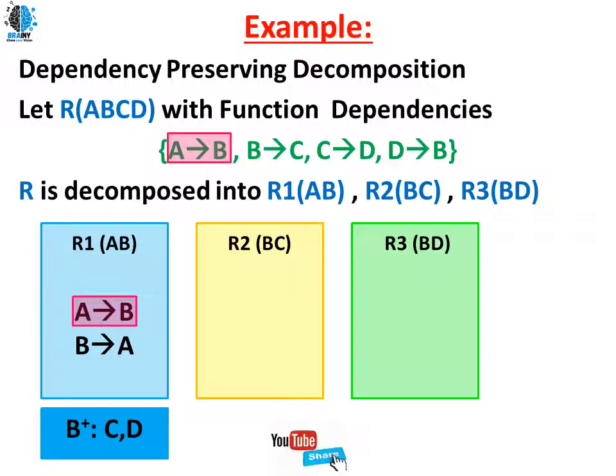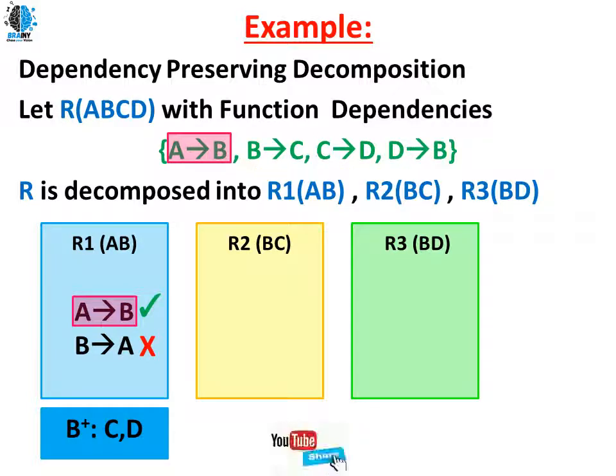Coming to the next, B goes to A. We have to find whether it is there or not. To find that, we have to find the closure of B. As we can see, B goes to C, next C goes to D, next D goes to B. So from B we cannot get A again. It means A does not depend on B, so this dependency does not exist.